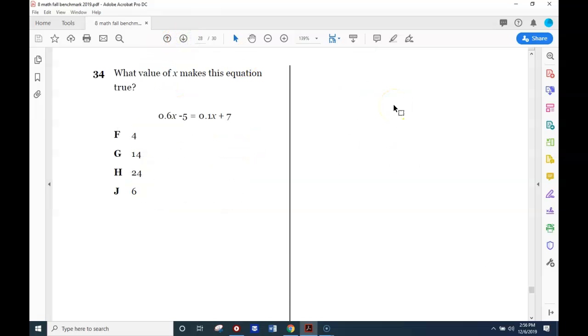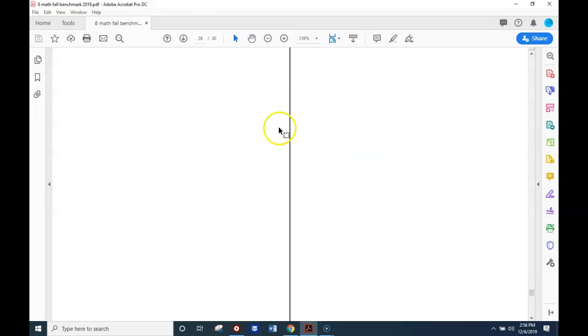Number 34. What value of x makes this equation true? 0.6x minus 5 equals 0.1x plus 7. F, 4. G, 14. H, 24. J, 6.